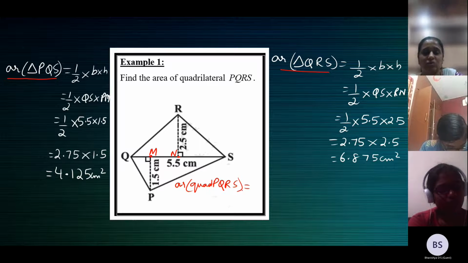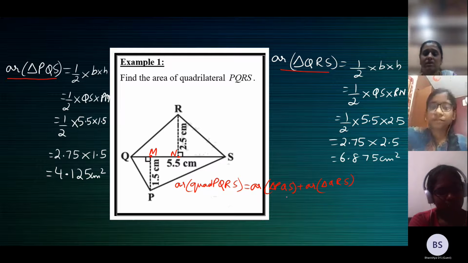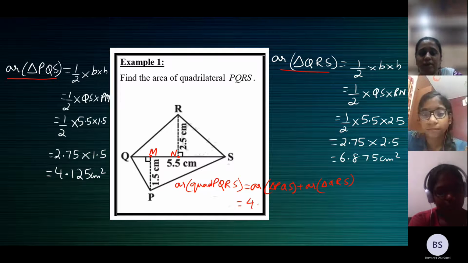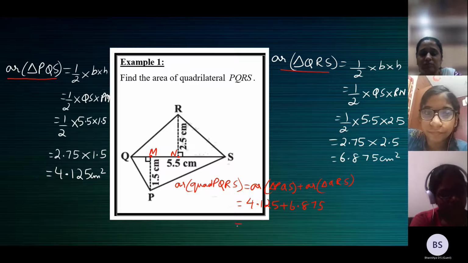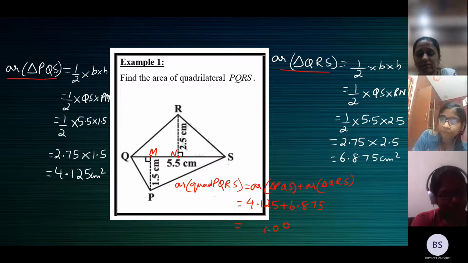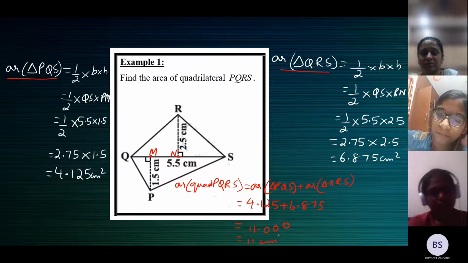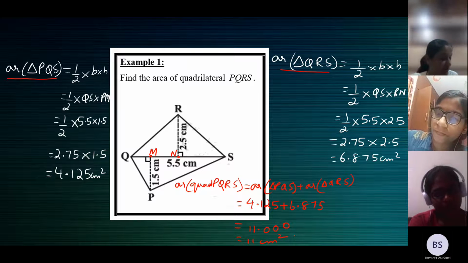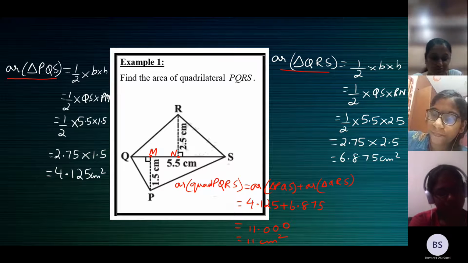So area of quadrilateral PQRS is equal to area of triangle PQS plus the area of triangle QRS. So that is equal to 4.125 plus 6.875, which is equal to 11.000, which is 11 centimeters squared. Please check, children. I might be wrong. Please check.